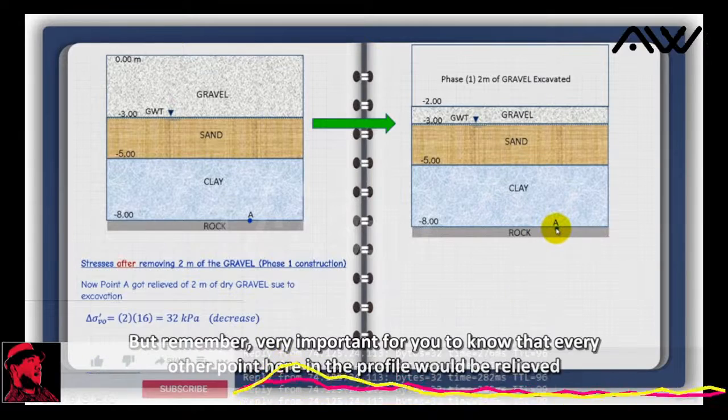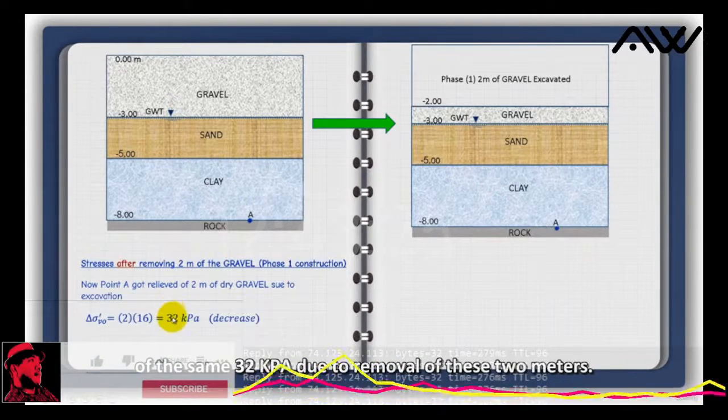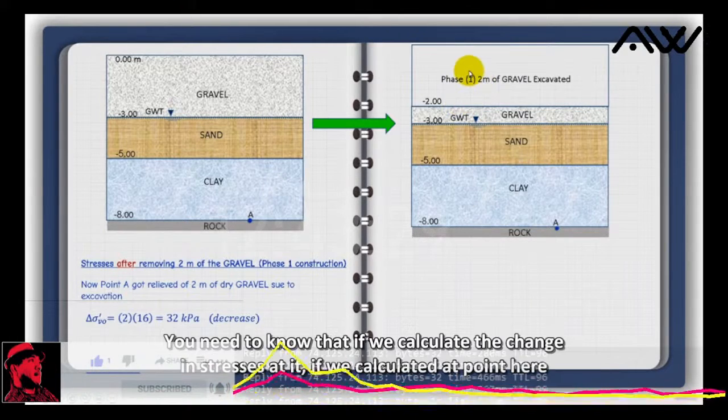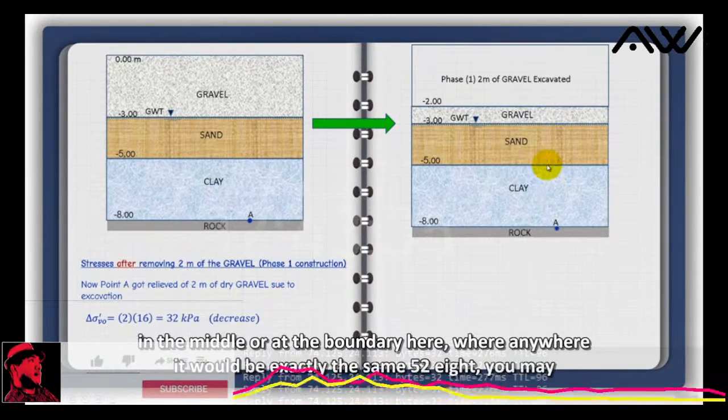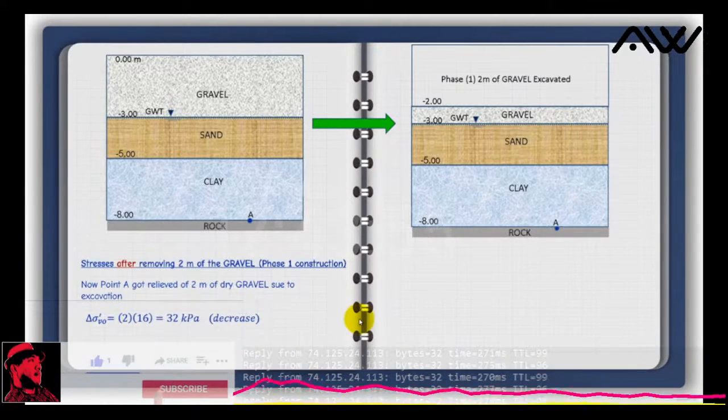So the result of phase 1 construction is a reduction in the effective stress at point A. But it is very important to know that every other point in the profile would be relieved of the same 32 kPa due to removal of these 2 meters. You need to know that. If we calculate the change in stresses at A, or at a point in the middle or at the boundary, the result should be just 2 times 16.